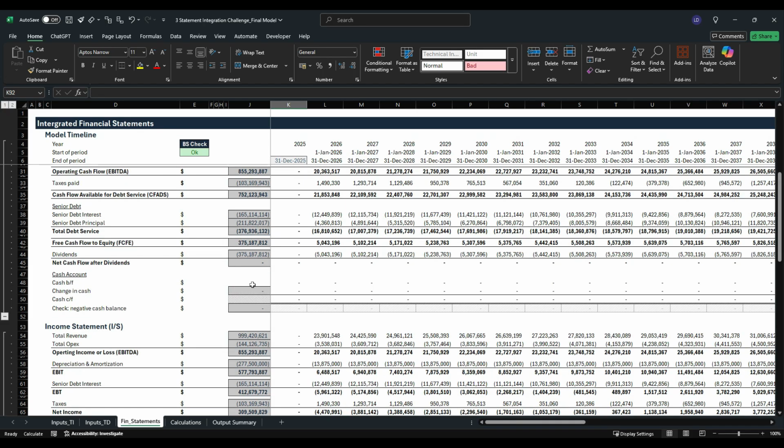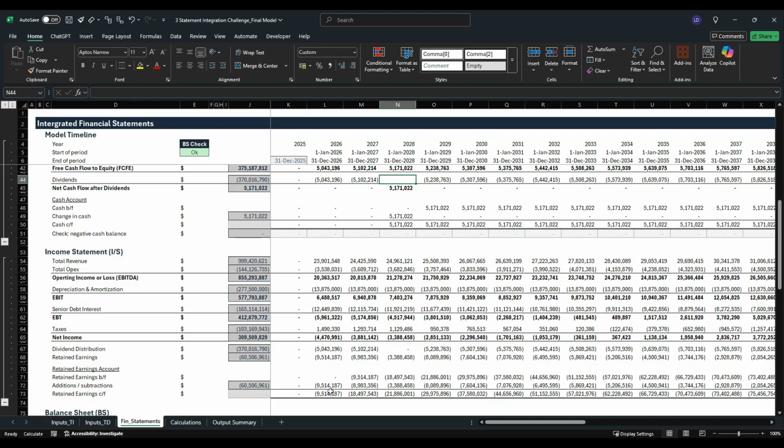Then we can actually do a little testing. So we can say that in one period, we might want to reduce our dividend payout. So we can say, look, in this period, we don't want to distribute any dividend. So let's delete this. And you can see we still get a balance sheet that works properly because we have integrated everything perfectly. So what happens is that this reduced dividend now flows into our cash account.